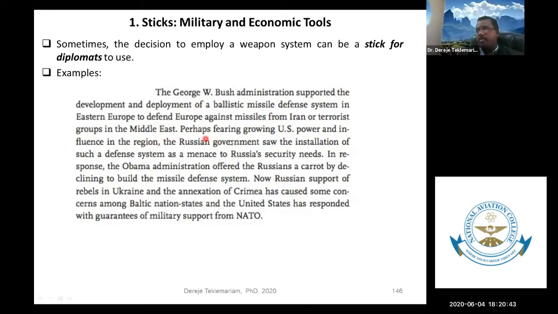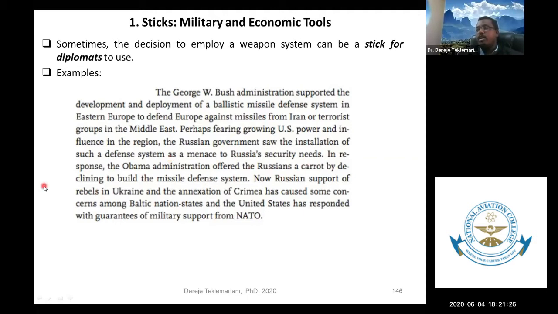Perhaps fearing the growing US power and influence in the region, even to protect somehow the Russian government. So what's the response? The Russian government saw the installation of such a defense system as a menace, and it had some repercussions. Imagine crossing the Atlantic Ocean and putting a ballistic missile defense system amid Eastern Europe for the sake of protecting these countries from Iran and even some developing Middle East countries. That would be a menace to Russia's foreign policy.